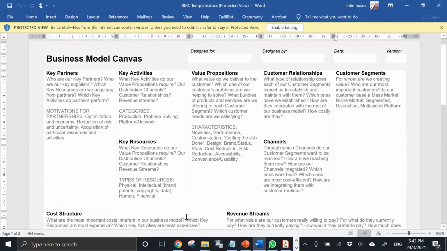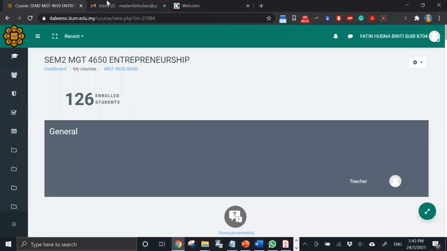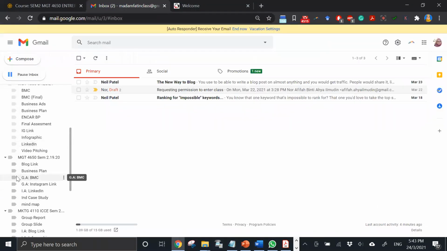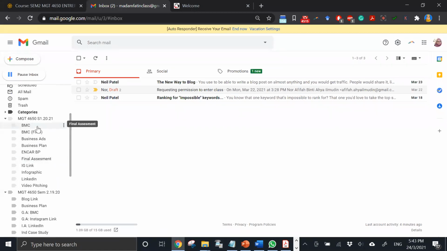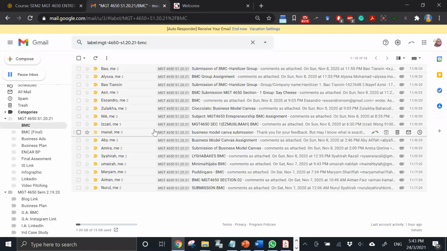Let us see the example of your seniors before. I'm not going to give you during Ramadan the numbers, which group gets numbers first and all.